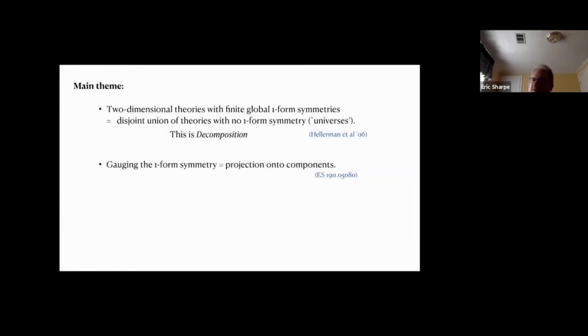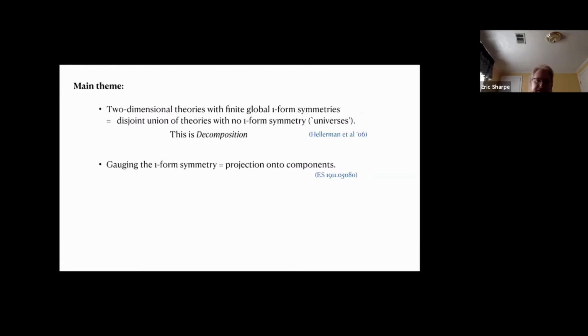It's also somewhat obscure, so I'm going to spend much of the talk reviewing why in the world such a statement appears to be true. Then the new thing, the reason for the talk, is that I'll be talking about gauging that one-form symmetry. And gauging the one-form symmetry simply acts as a projection onto components.